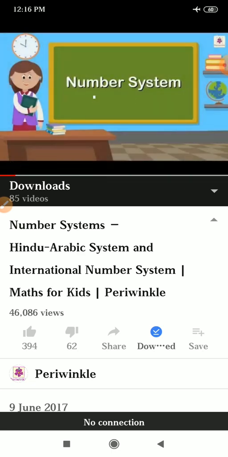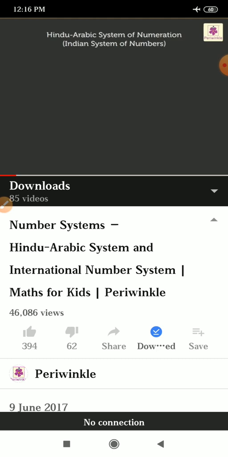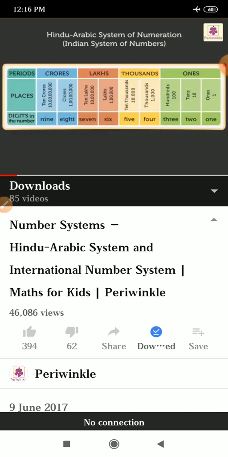Of numeration. Look at this table. It shows the periods, the places, and the digits. The 6 and 7-digit numbers are placed in the ones period, the thousands period, and the lakhs period. The 8 and 9-digit numbers are placed in the ones period, the thousands period, the lakhs period, and the crores period.